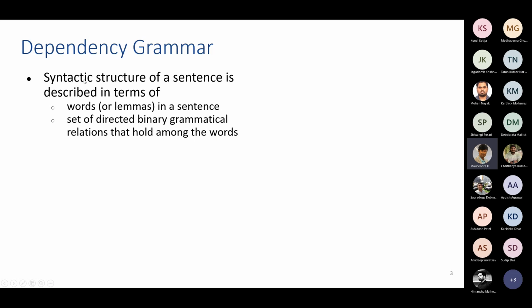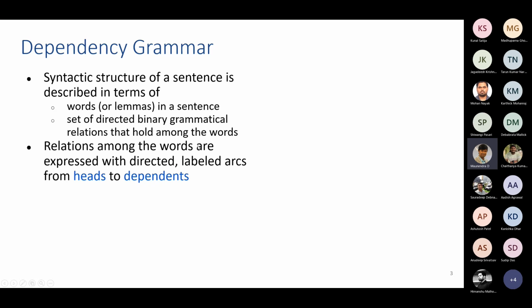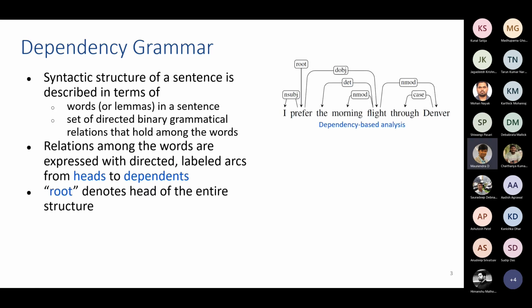Dependency grammar. If you look at the syntactic structure of a sentence, that can be described in terms of the words in a sentence and a set of directed binary grammatical relations that hold among the words. So let us look at this example first. I preferred the morning flight through Denver. This example is from the book.